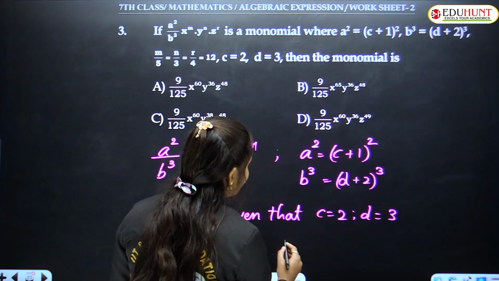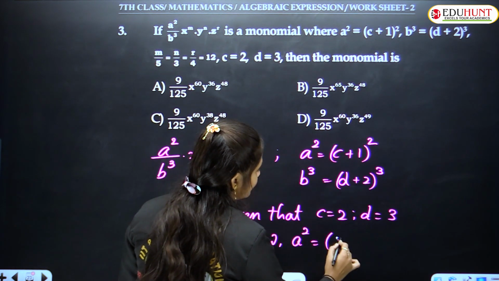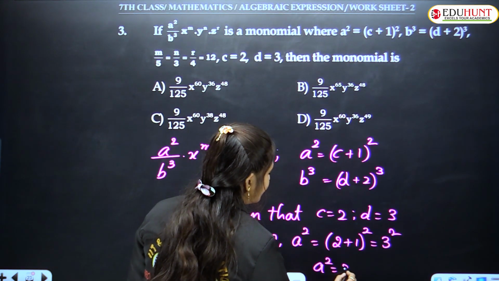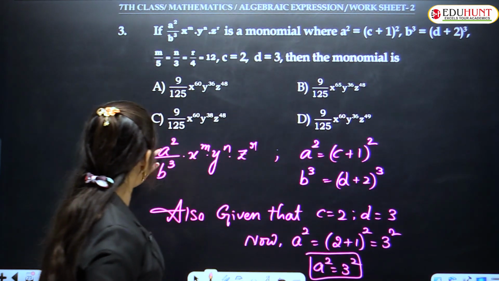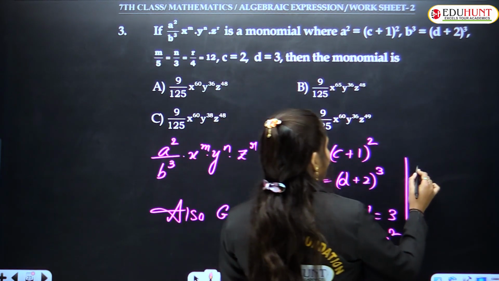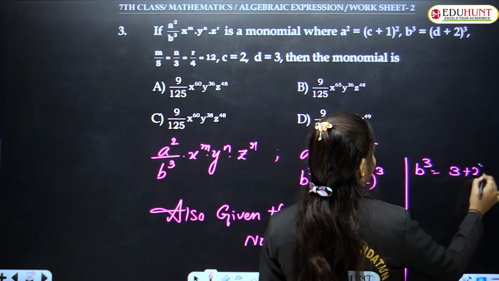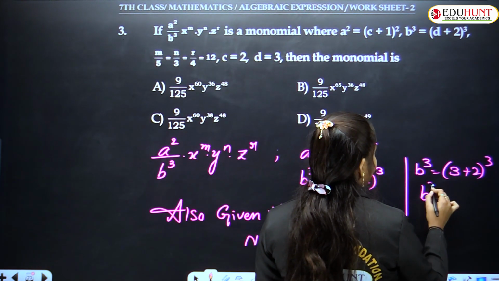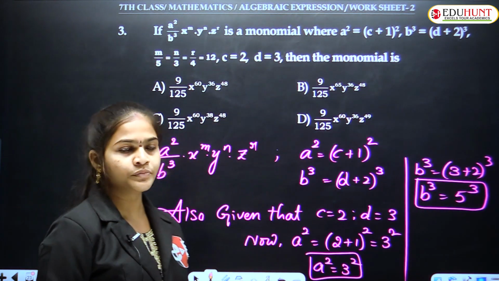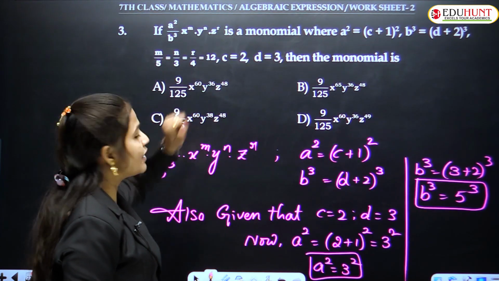A square is equal to c, which is 2, plus 1 whole square, which is equal to 3 square. So a square is equal to 3 square. No need to find the a value, because a square is there. Next, b cube is equal to d, which is 3, plus 2 whole cube, so b cube is 5 cube. Now we have the values of a square and b cube. Now we need to find the m and r values.